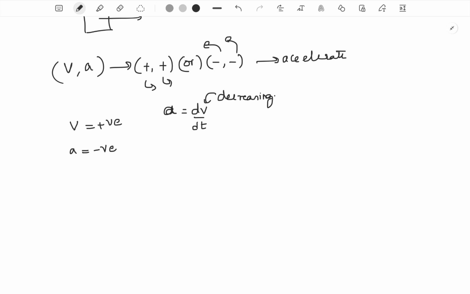Okay, so in simple terms, everything put together, we can say when both acceleration and velocity are in the same direction, the body will accelerate, velocity will increase with time. If velocity and acceleration are in opposite directions, then the body will slow down or undergo deceleration. That's the conclusion. We are going to use this point for studying the motion under gravity, which we'll be doing later.